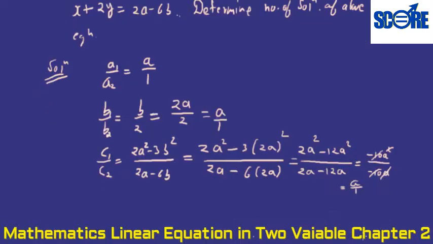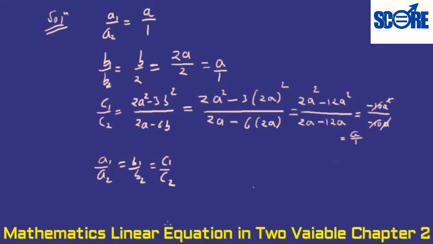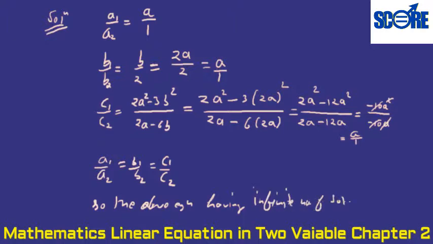So it is very clear that a1 upon a2 is equal to b1 upon b2 is equal to c1 upon c2, and we know that this is the condition for an infinite number of solutions. So the above equations have an infinite number of solutions. Why? Because the lines are overlapping. Now we move to the next question.